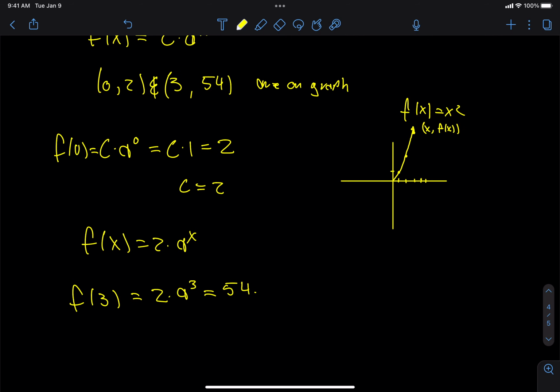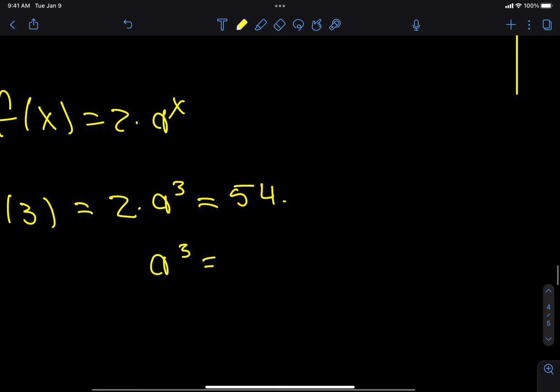So f of 3, if I plug 3 into the function, I know the height should be 54, which means if I plug in 3, I get 54. If I plug in 3 to the function, I get 2 times a cubed, and we can solve this. What does this mean? A cubed is going to be equal to, what, 27? A cubed is going to be 27. So what should a be?